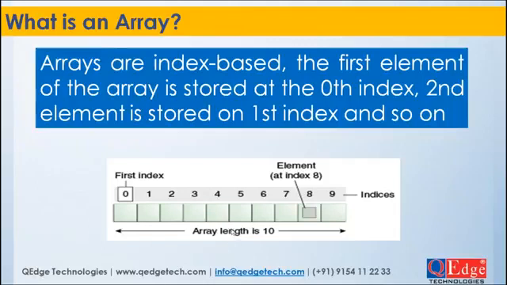Please observe this diagram. Supposing I declared an array to store 10 elements. Array length is 10. Array index starts from 0 to 9. In the 0th index, the first value will be stored. In the first index, the second value will be stored, and so on. Right.